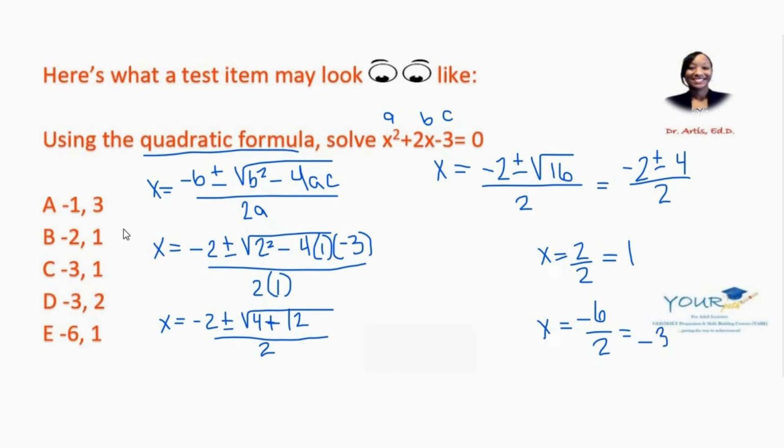So now we can come over here to our options, and when we come down our range of options, we see that option is the correct choice in terms of answering this particular problem. And so therefore we can eliminate options A, B, D, and E because we know that they do not apply.